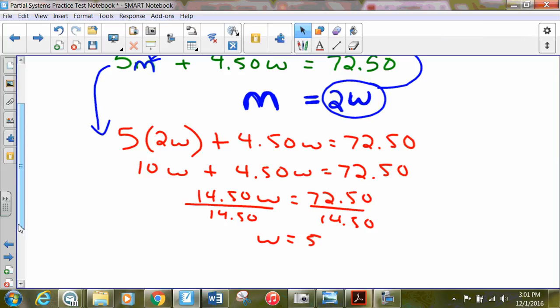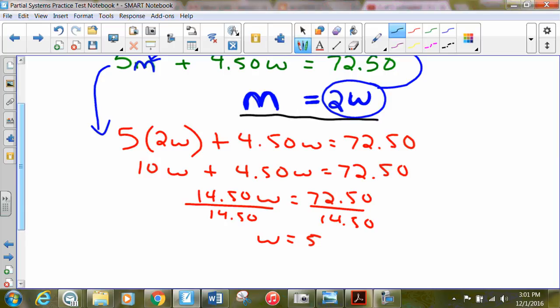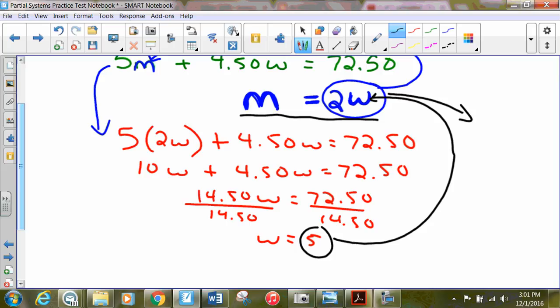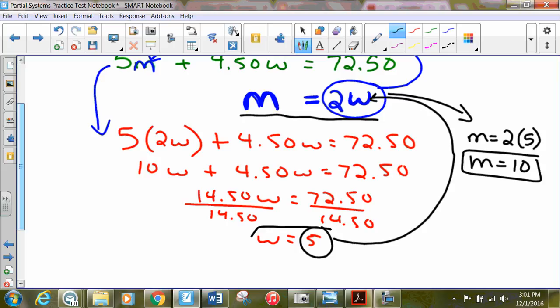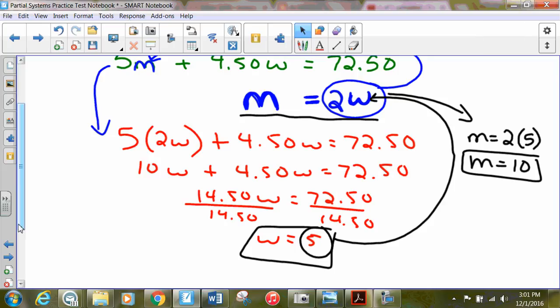And now I need to figure out, well, how many markers do I buy? Well, I'm going to use this equation right here. And since I know that I'm buying 5 wipes, I plug the 5 in for W, and I get M equals 2 times 5. Just like they said, M is going to equal 10. So the amount of markers I buy is twice as much as the amount of wipes that I buy. Not too many markers and not too many wipes.